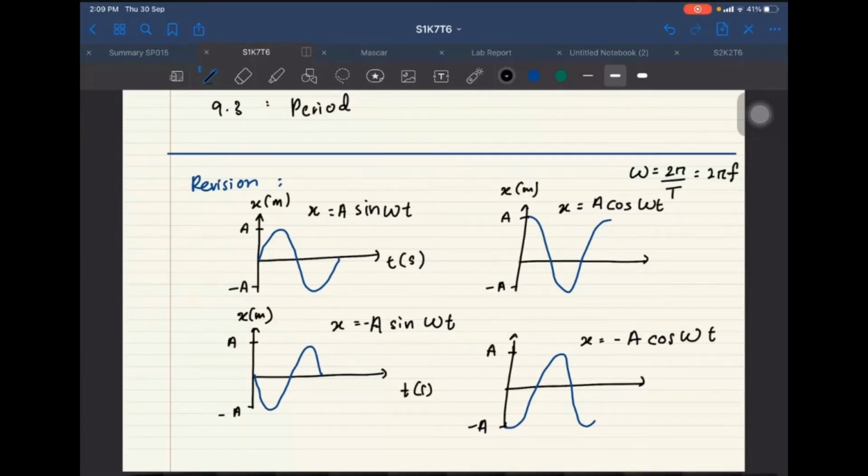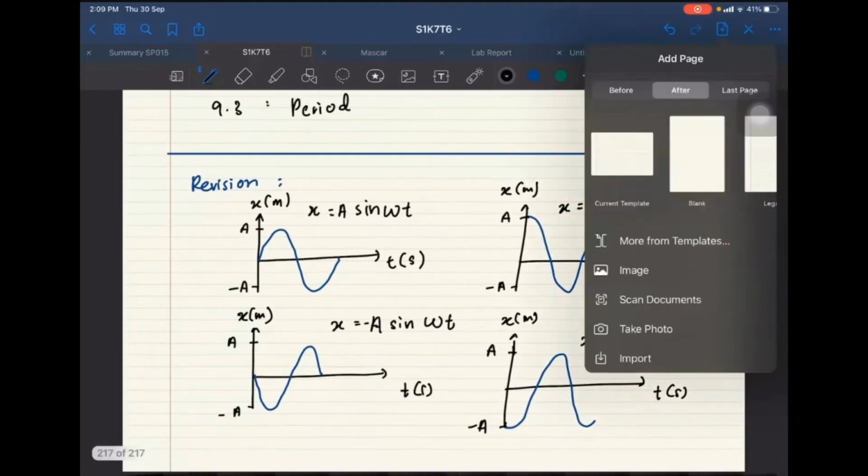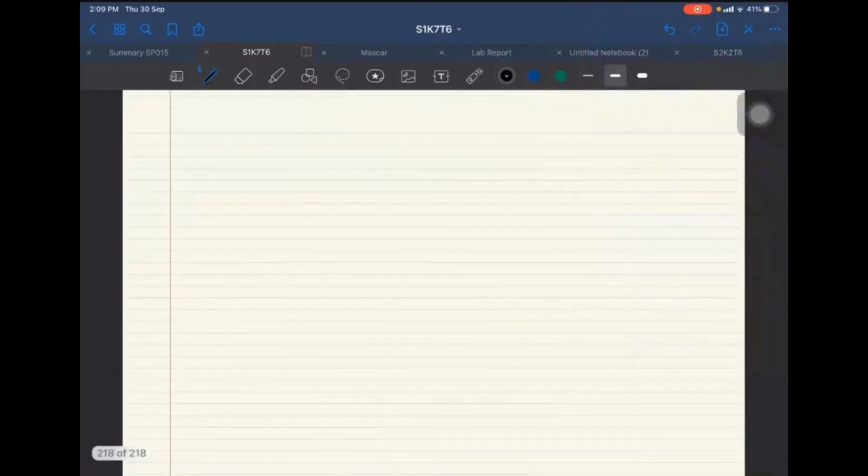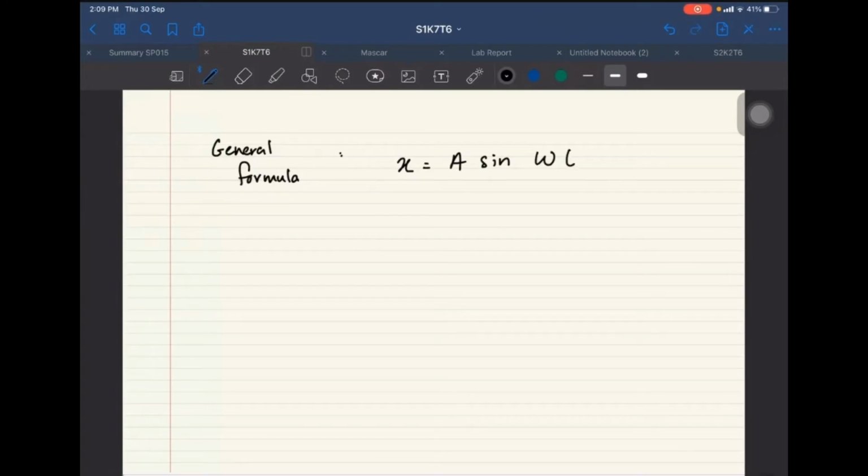X meter, t second. Okay, why are these things important? Kenapa kamu kena tahu those things? If you guys still remember, yesterday we learned about a general formula for displacement, where x is equal to A sine omega t.